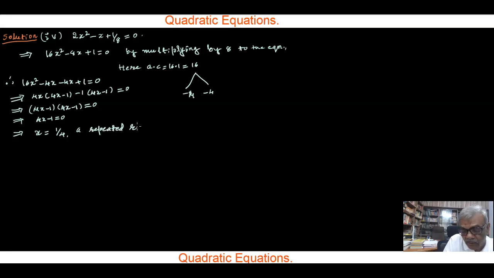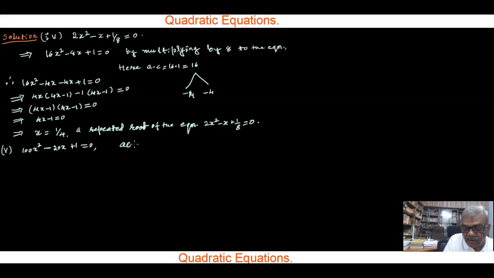That is a root of the equation 2x square minus x plus 1 by 8 equal to 0. Now the last example, that is the fifth one. The fifth one is 100x square minus 20x plus 1 is equal to 0.